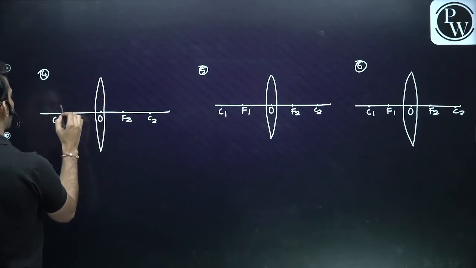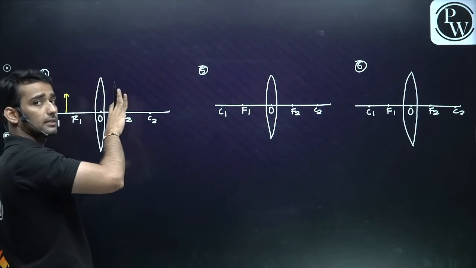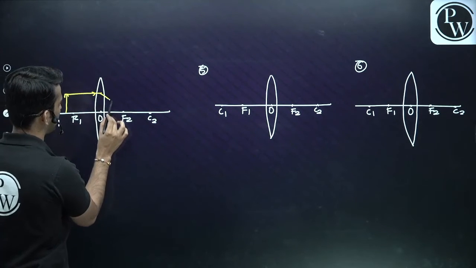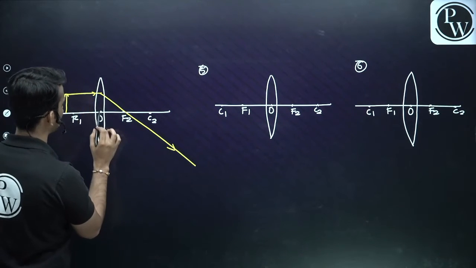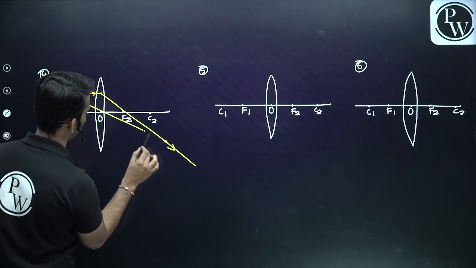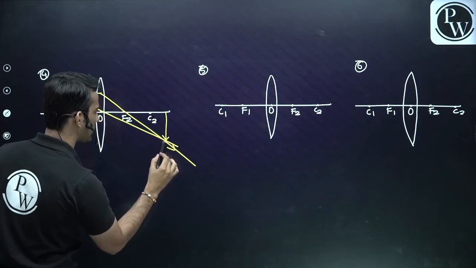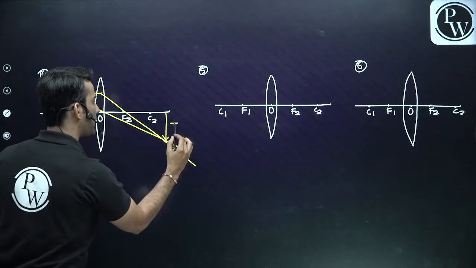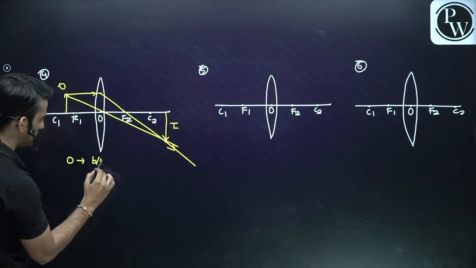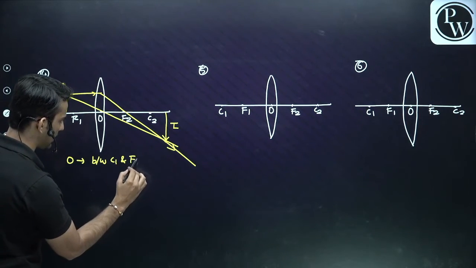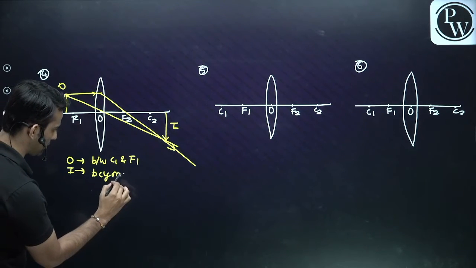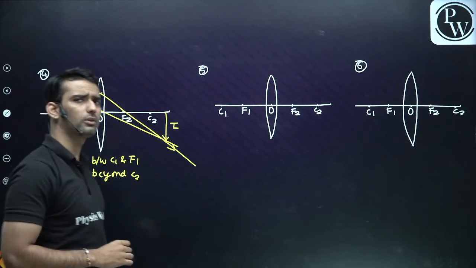Now object. So object will come closer to the lens. Earlier it was at C. So again, first ray, it would pass through focus. What about the second ray? Let's take it through optical center. So the rays will meet here. Okay, so image is formed beyond C2. Clear? So object between C1 and F1, where is the image? Beyond C2.